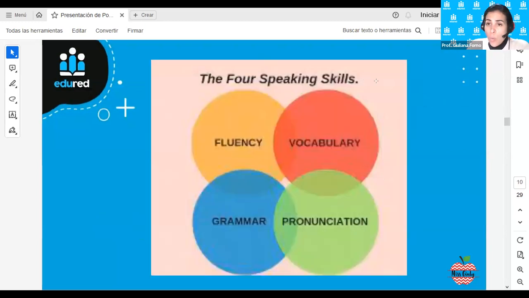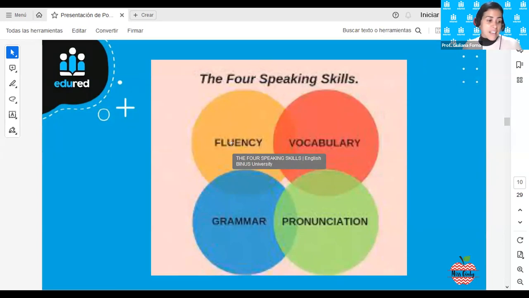What skills are we going to find in speaking? Fluency. And with fluency, we have the intonation. And this is very important. As I said, if you're not able to make yourself understood, your students are not going to be able to learn what you're trying to say.